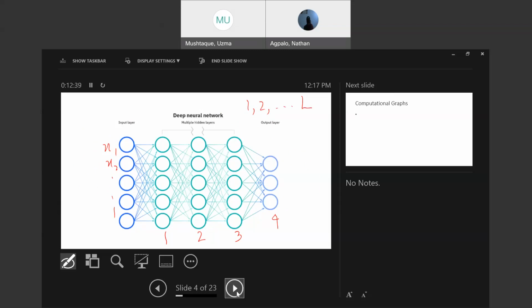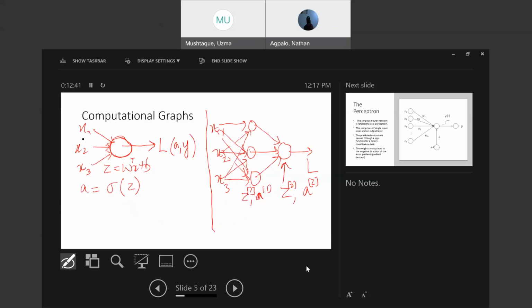So let's go back to what we said here. I have my Z1 and my A1. And what is going to be my Z1 here? This was pretty simple. Z was W transpose X plus B. So let's carefully look at what's happening. Let's focus on X1, for example. So what exactly were we doing here?